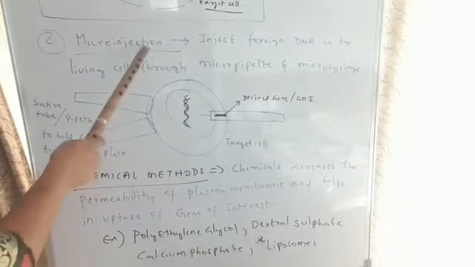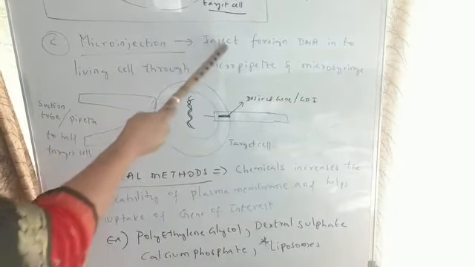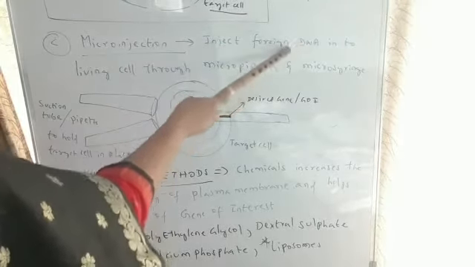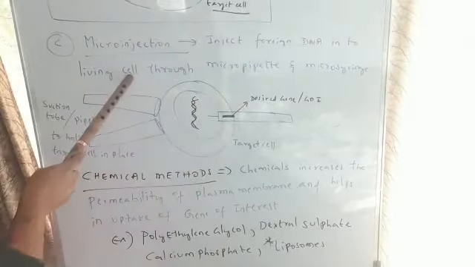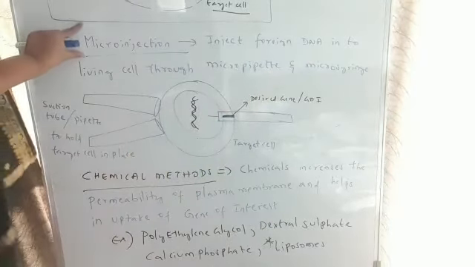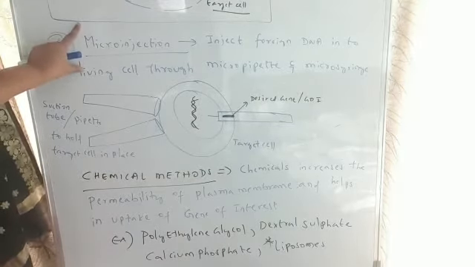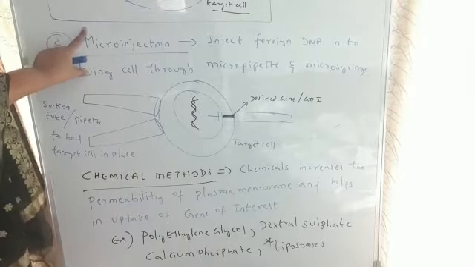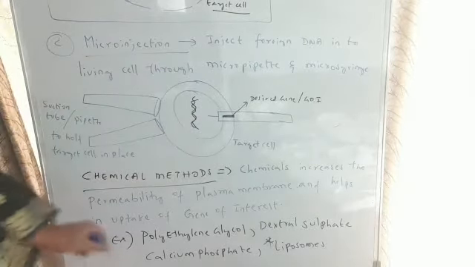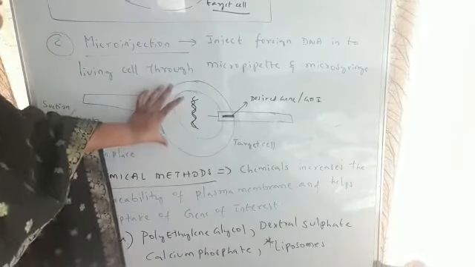The next physical method is microinjection. In this method, we inject the foreign DNA or the gene of interest into the living cell through a micropipette and micro syringe. This microinjection technique is usually used for animal cells. Imagine this is the target cell, an animal cell, and in this cell we have to send the gene of interest.